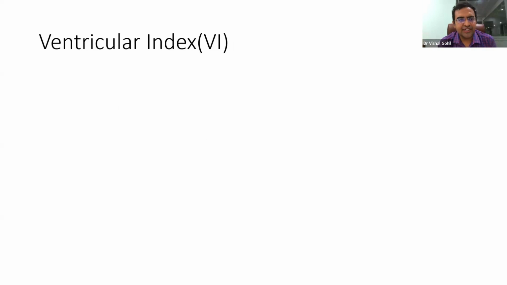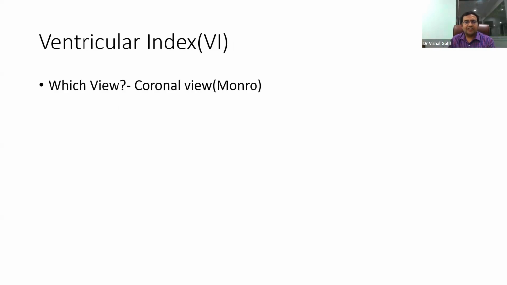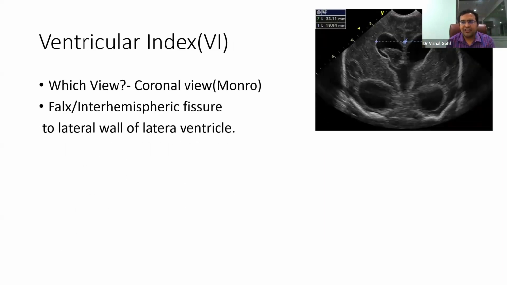So what is the ventricular index? For that we need a coronal view, mostly at the foramen of Monro. How does it look here? You can see the lateral ventricle here. This is your foramen of Monro, and this is your third ventricle. This is the inferior horn of the lateral ventricle. You need to measure from the interhemispheric fissure or the falx cerebri; both are the same. It travels from the midline to the lateral wall of the lateral ventricle. Once you measure that, you can see this kind of parameter here.